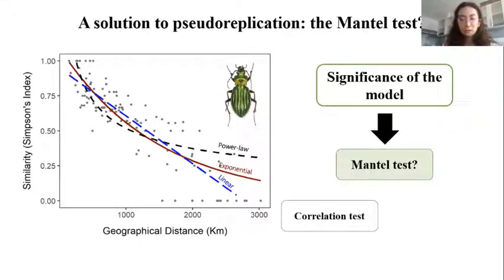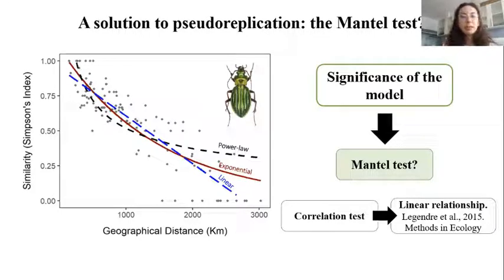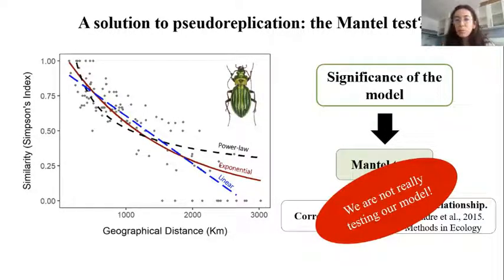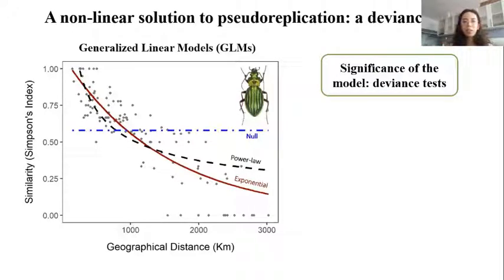However, there is a problem with distance decay in our case, not with the Mantel test. The Mantel test fits a linear relationship, and our models are not linear. This means that if we use the Mantel test, we wouldn't be really testing our models, but a linear one. The solution to pseudoreplication that we propose here, that would be able to deal with nonlinear models, is to adapt the classical significance tests used for generalized linear models to distance decay data.